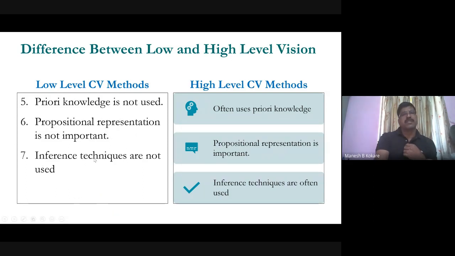So inference techniques are not used for processing in low-level computer vision, whereas for achieving the goal, in some techniques, inference techniques are also used. So these are the seven differences between the low-level and the high-level computer vision method. I hope this is clear to you.